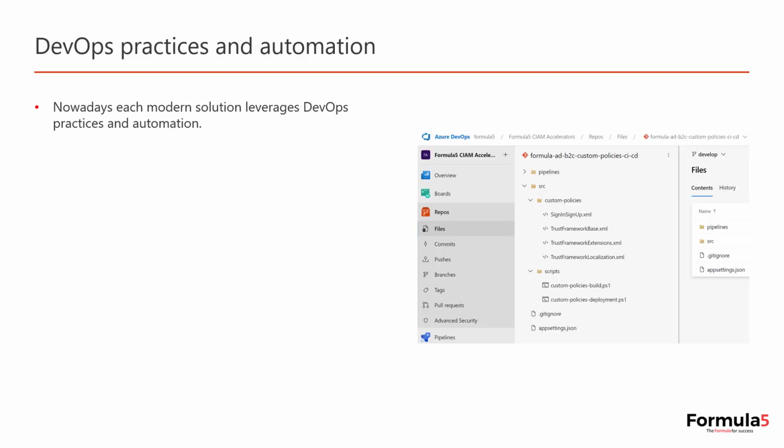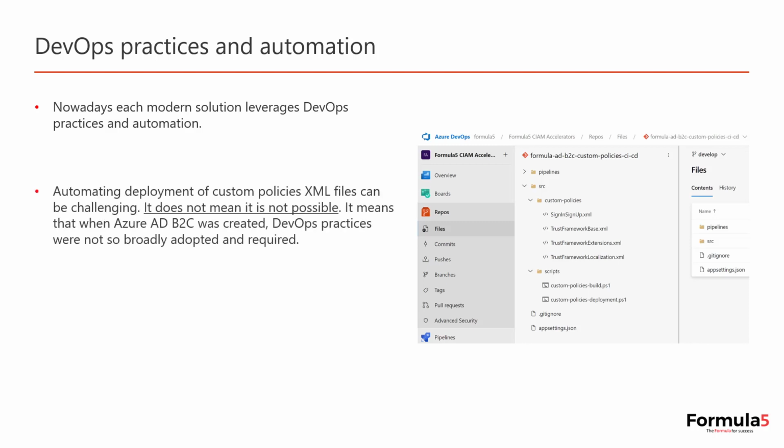DevOps practices and automation. Nowadays, each modern solution leverages DevOps practices and automation. Automating deployment of custom policies XML files can be challenging in this specific scenario. And I want to underline this, it does not mean it's not possible. It means that when Azure AD B2C was created, DevOps practices were not so broadly adopted and required, especially when it comes to CIAM solutions.